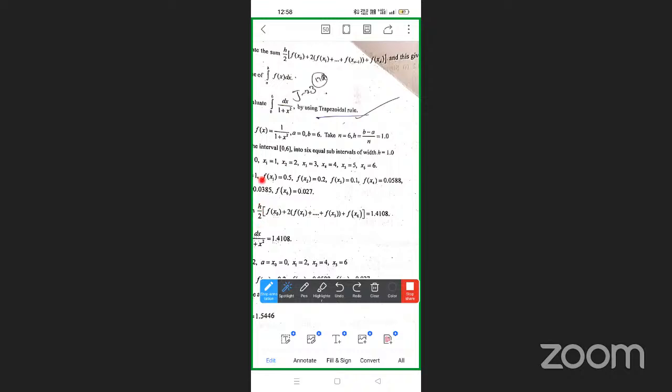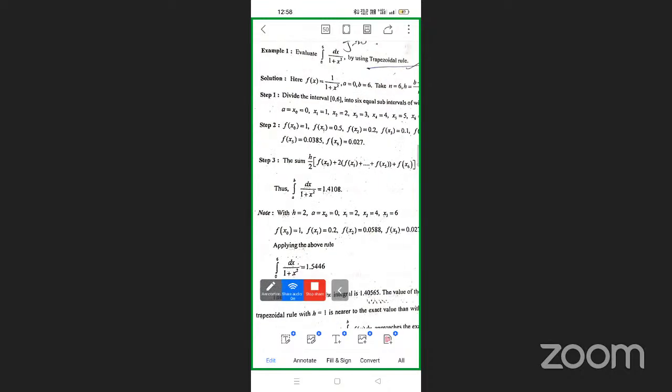The f of x0 value is 1, and the values of f of x2, f of x3 up to f of x6 are all there. So we get 1.4108. Therefore, the integration from 0 to 6 of dx by 1 by 1 plus x square is equal to 1.4108, based on using the trapezoidal rule.